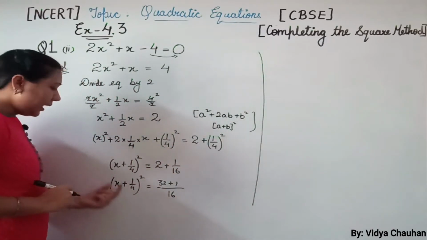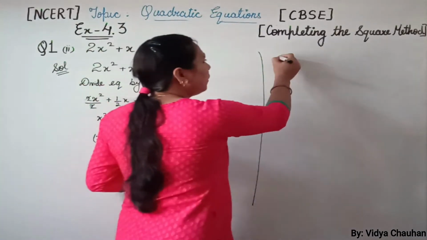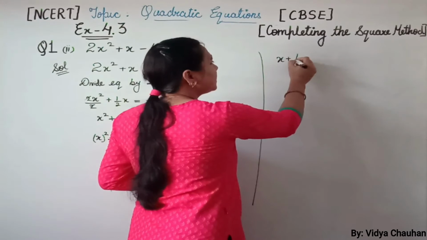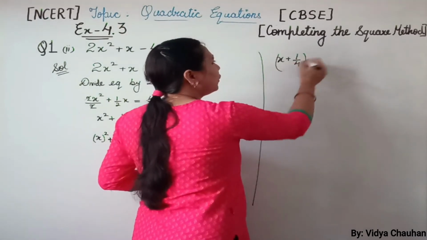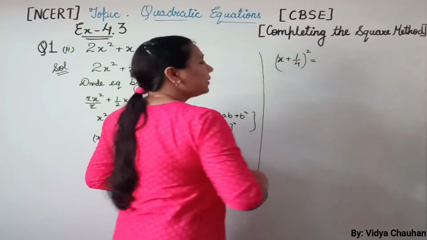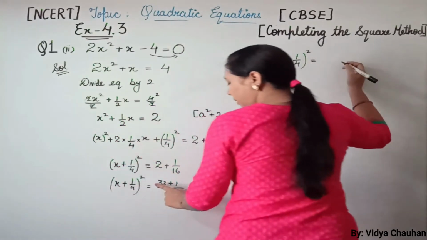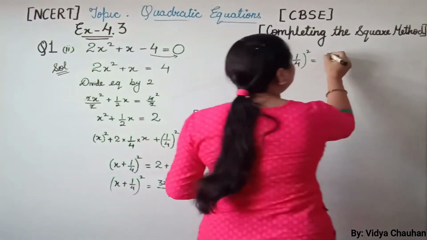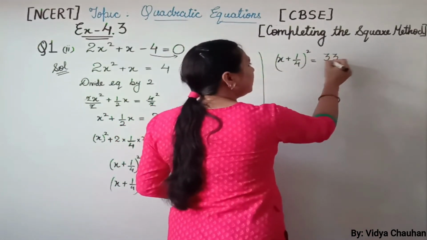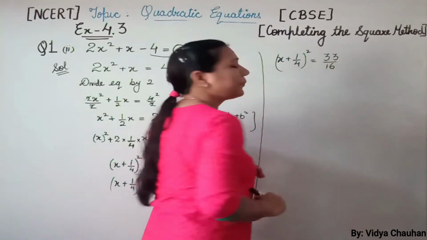Clear, students? Now moving forward, we can write the same equation as x plus 1 upon 4 whole square equals to, what is 32 plus 1? So 32 plus 1 gives us 33 upon 16.